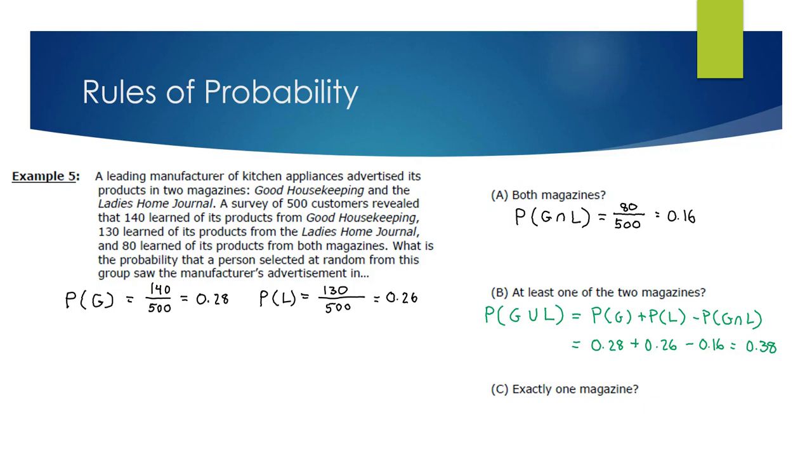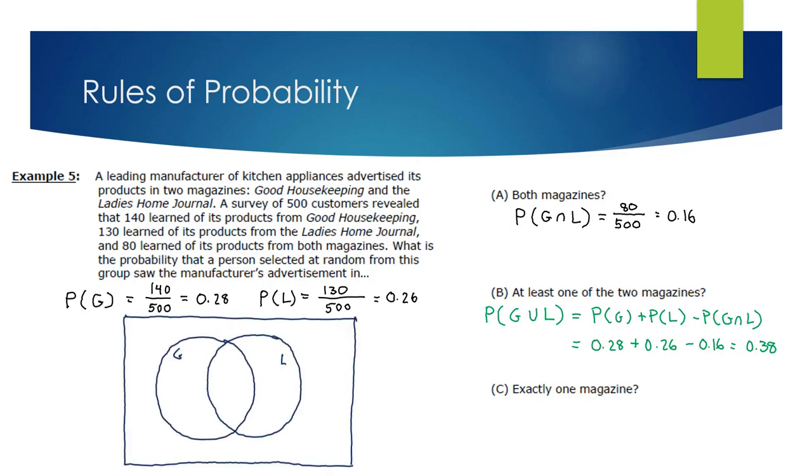The last one is asking the probability of getting it from exactly one magazine. So one or the other, but not both. That's what this one is. That one's a little harder to do. So in this one here, I am going to employ the use of a Venn diagram.